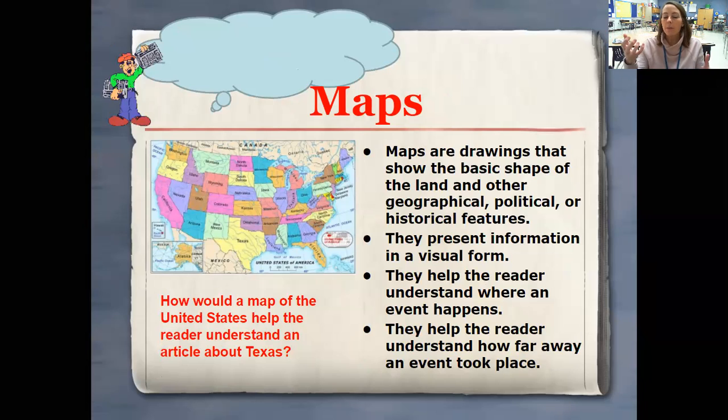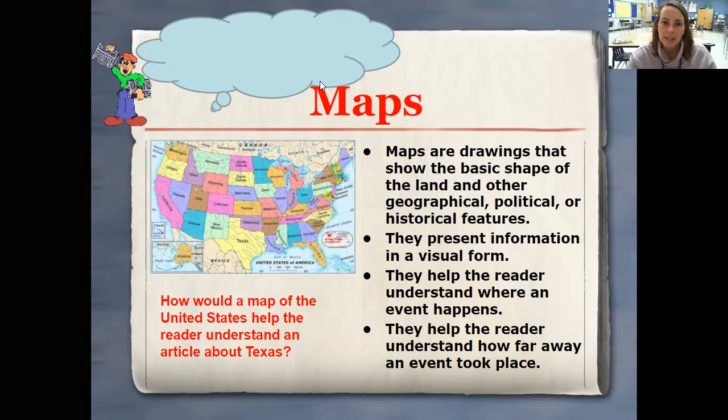So if you're reading about a forest fire that happened in California, you could have a map that can show you this is where California is located. This is where the forest fires are happening. We're over here in Kentucky. You can see that that's a really long way away. So maps help the reader to understand where an event in the text is happening, okay?